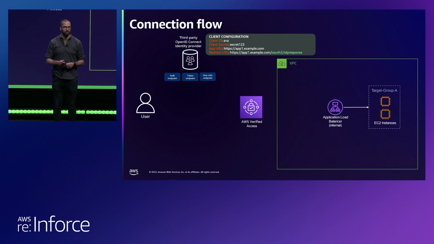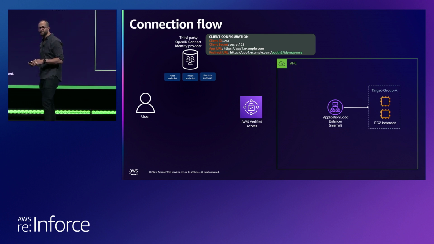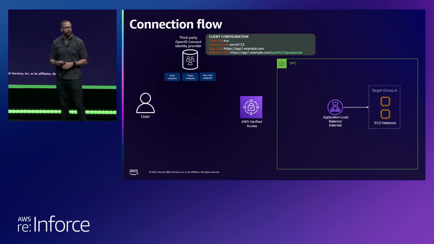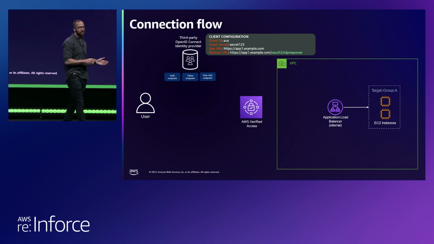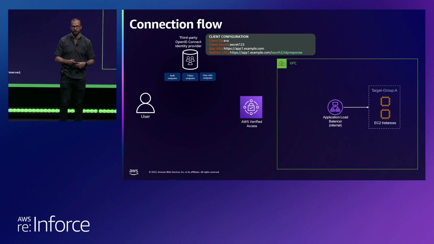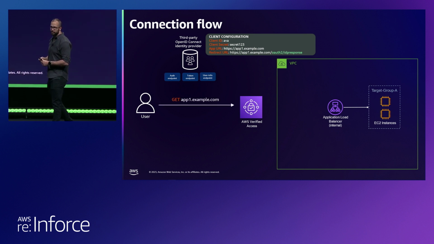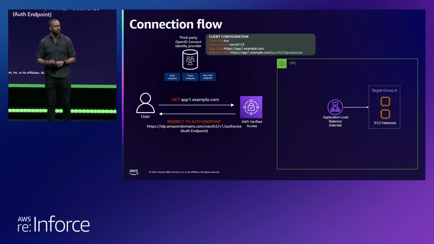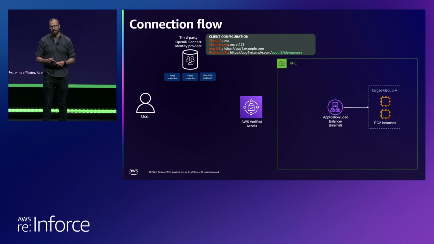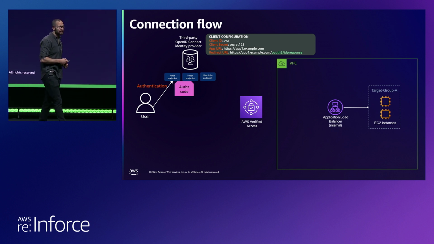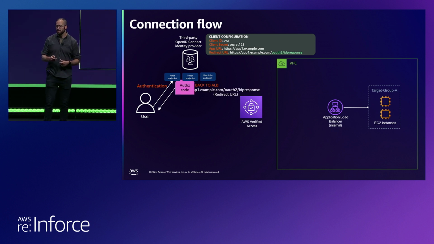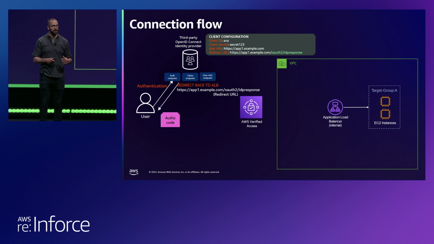Okay, let's talk about the flow, and you'll see that the flow is exactly the same as with the Application Load Balancer, with major differences at the very end when we can actually do authorization, not just authentication. So user connects to AVA. They get redirected to the authorization endpoint, just like before. They connect to the identity provider. They get a prompt to authenticate. They authenticate. They receive the authorization code. That authorization code is sent back to them with a request to redirect back to AVA.